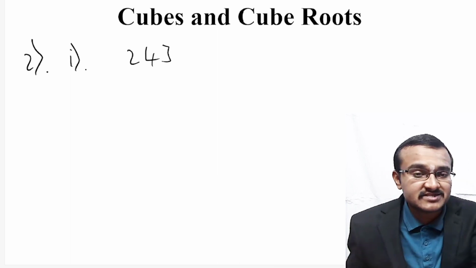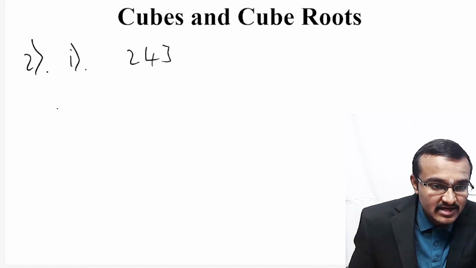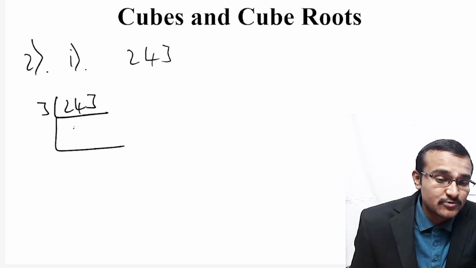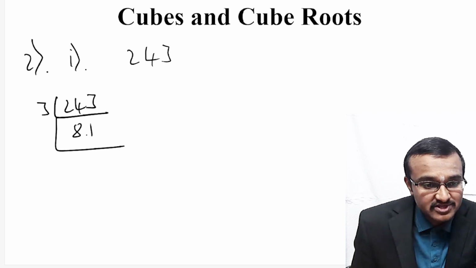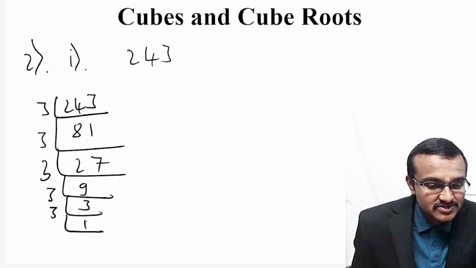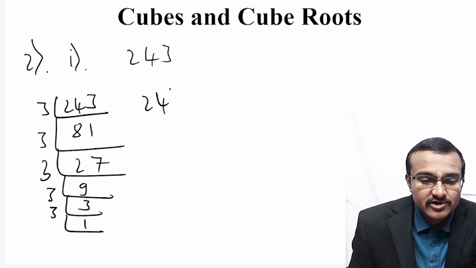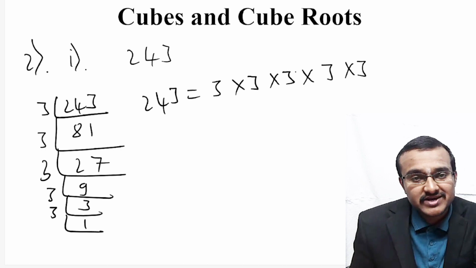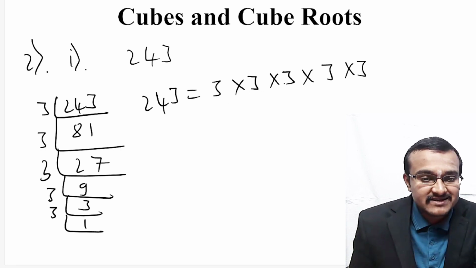The first number given here is 243. Let us follow the prime factorization method. So for 243, 3 can be used here. 3 8s are 24, 3 1s are 3. Again you can use 3, so you'll get 27. Again you can use 3, you'll get 9. Again you can use 3, you'll get 3. Again you can use 3, you'll get 1. So here 243 can be expressed as 3 into 3 into 3 into 3 into 3. So 5 times you multiply 3 to get 243.